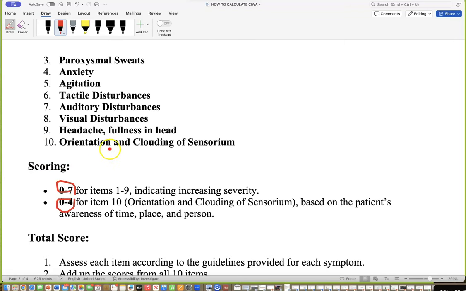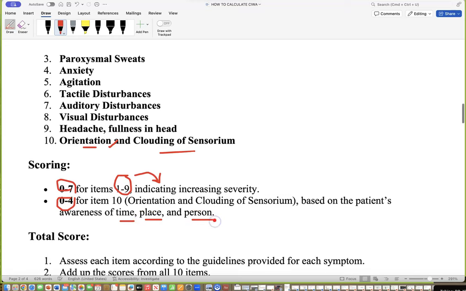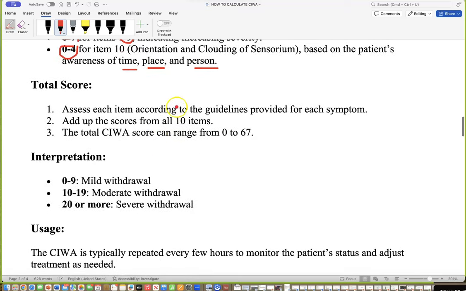So we are excluding this one and we are putting the rest in the same box. Does that make sense? Because orientation and clouding of sensorium will be very variable based on, are they aware of time? Are they aware of place? Do they know who they are? Total score. We have a total score. The max score we can get for CIWA is 0 to 67. By the time you add up all the items, you can get them that high.